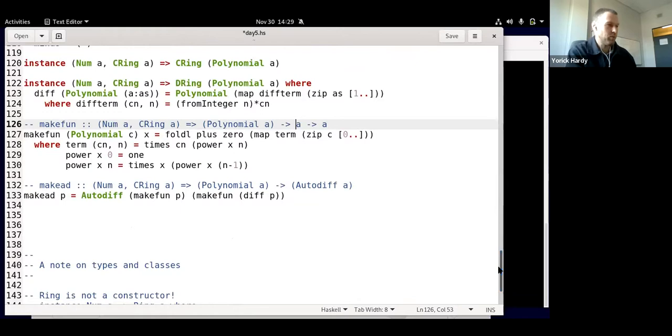So again, I think I'll just pause to see if there's any comments or questions. And if there's any, if you want to see anything, I suppose we can try it quickly.